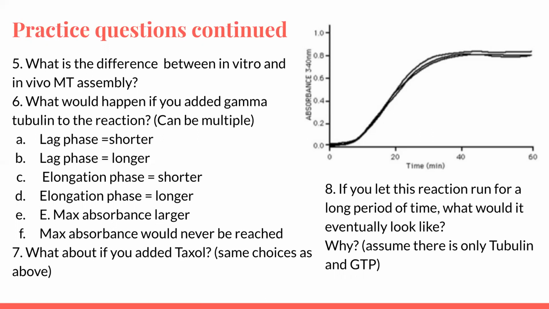All right. So number 6, what would happen if you added, so this is an in vitro reaction, what would happen if you added gamma tubulin to the reaction? This could be multiple options. So remember, gamma tubulin is part of the microtubule organizing center that helps get a microtubule started.